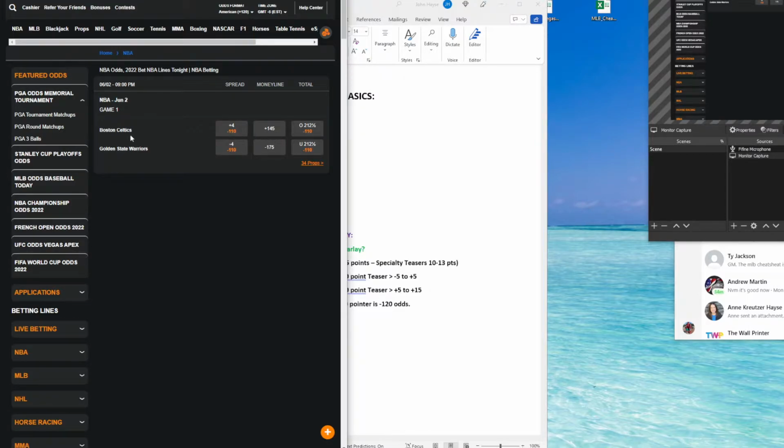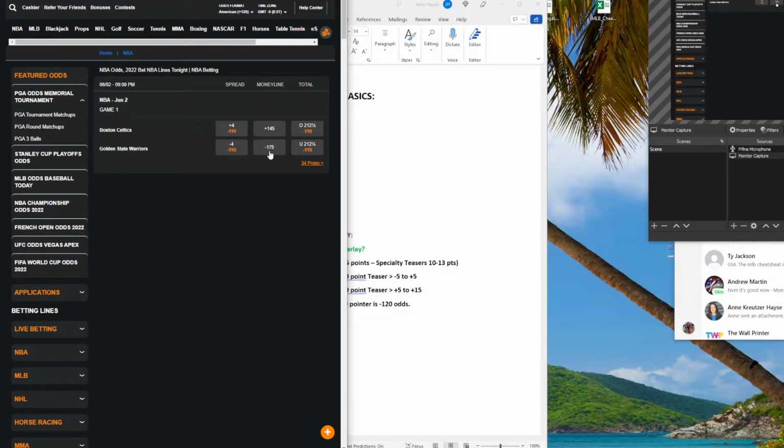Now, the money line, if you think Boston's going to win and you don't need these 4 points, you can bet this money line here of +145, and that's going to pay a little bit better. So let's take a look at that. On your money line, when you see plus, that means that's how much you're getting for, consider $100. And minus, that's how much you're going to bet to win $100, so it flips.